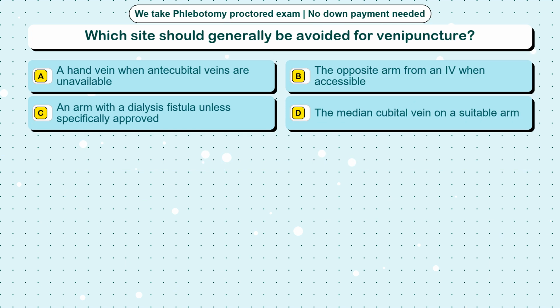Question 7. Which site should generally be avoided for venipuncture? Option A. A hand vein when antecubital veins are unavailable. Option B. The opposite arm from an IV, when accessible. Option C. An arm with a dialysis fistula unless specifically approved. Option D. The median cubital vein on a suitable arm.